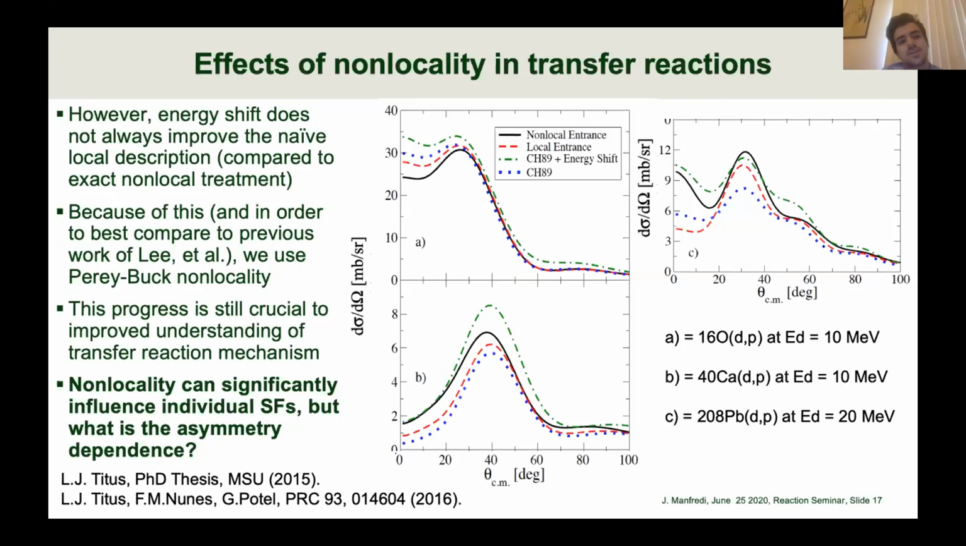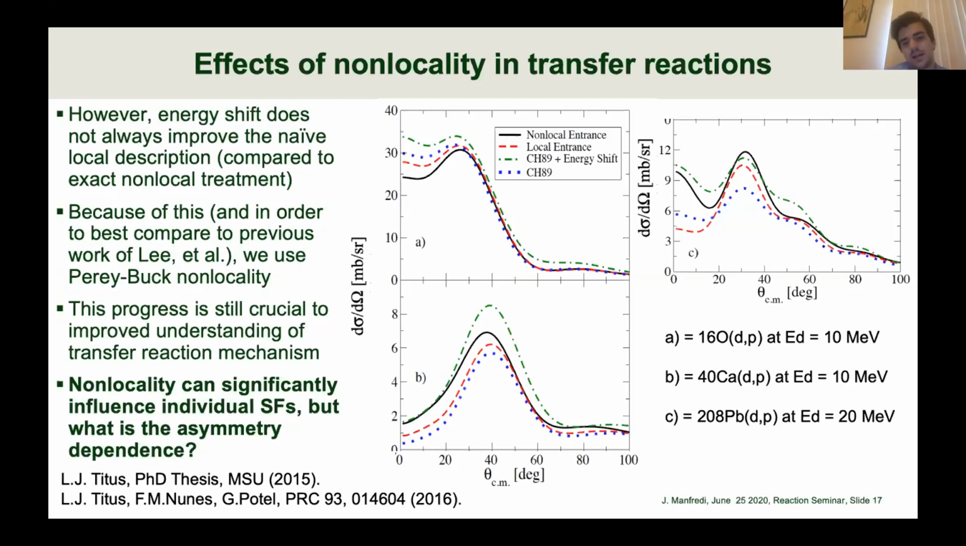An issue with that, shown by Luke Titus in his PhD thesis with Filomena Nunes at MSU, is that the energy shift does not always improve the description, the naive local description, compared to the exact non-local treatment. So he calculated the non-local cross sections for several different systems and compared just a standard Chapel Hill 89 approach to a Chapel Hill 89 approach with this energy shift.